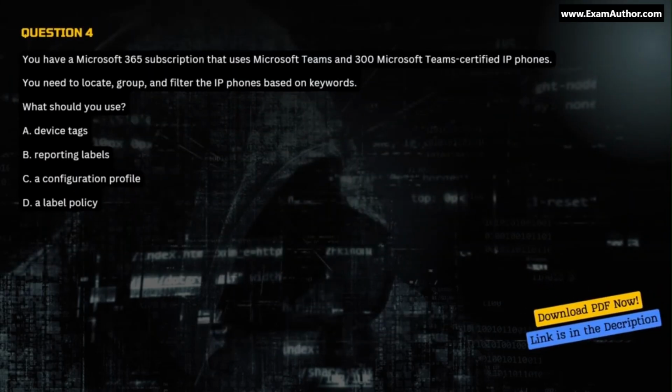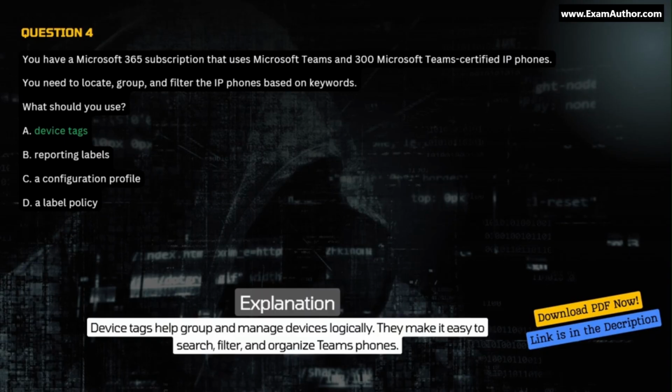Question 4. You have a Microsoft 365 subscription that uses Microsoft Teams and 300 Microsoft Teams certified IP phones. You need to locate, group, and filter the IP phones based on keywords. What should you use? A. Device tags. B. Reporting labels. C. A configuration profile. D. A label policy. Correct answer A. Device tags. Explanation. Device tags help group and manage devices logically. They make it easy to search, filter, and organize Teams phones.